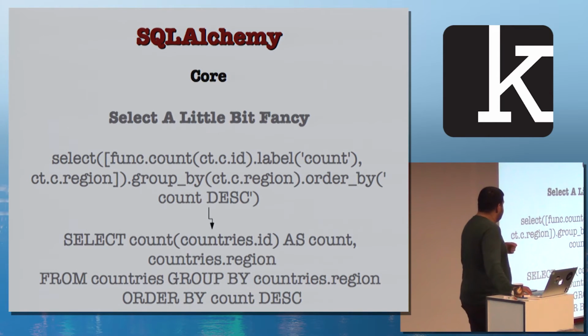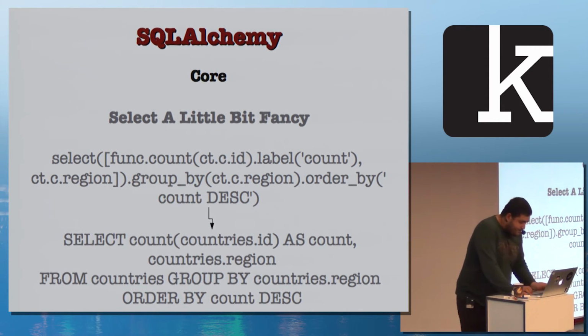So what if we wanted to group the regions with the number of countries and order them in a descending order? We simply use select, and I will get to the func later. It's a separate thing. And we want SQLAlchemy to label the count object as count and group by the region and order by the count that it's generated. And the query it will generate is this: select count countries.id as count and countries.region from countries group by and ordered by. If you want to select a little bit fancy.